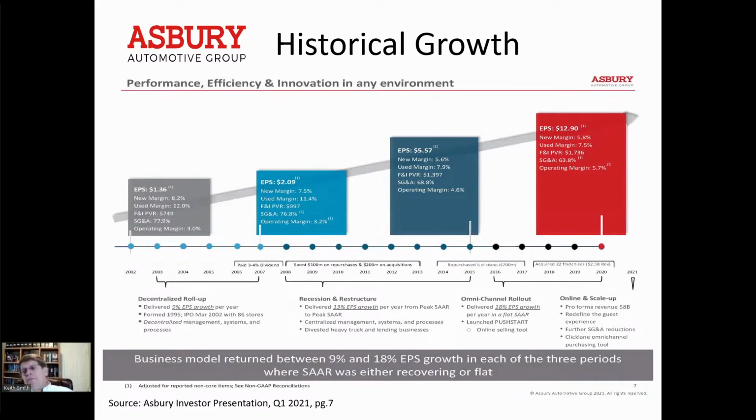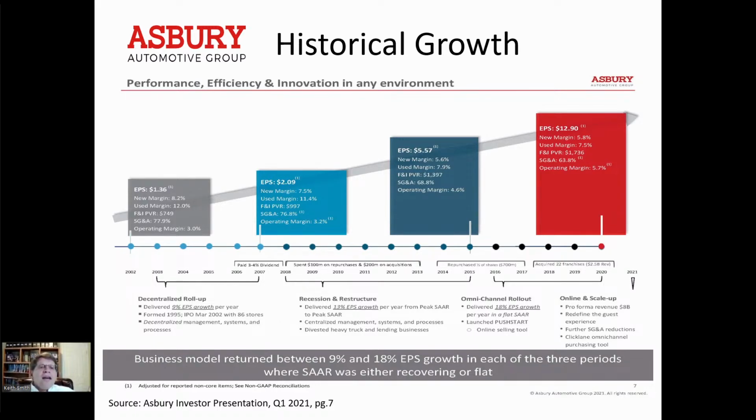So here's an example of Asbury, which is the subject company we've got here. These guys have done a really great job, and it says the EPS growth has gone between 9 and 18% despite the same store sales, with autos actually being produced flat or recovering over time. So this is an example of how a company in a stagnant industry can create growth.